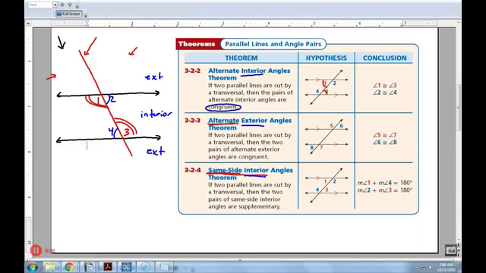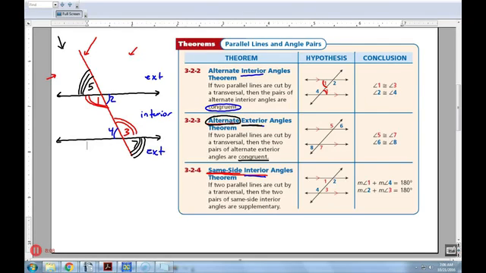Alternate exterior, this is opposite the transversal, but on the outside, they are also congruent. So we're talking about angles here like angle 5 and angle 7. They're on opposite sides of the red line, opposite sides of the transversal, but they're on the exterior, on the outsides. And they are also going to be congruent. So this angle is going to match this angle.